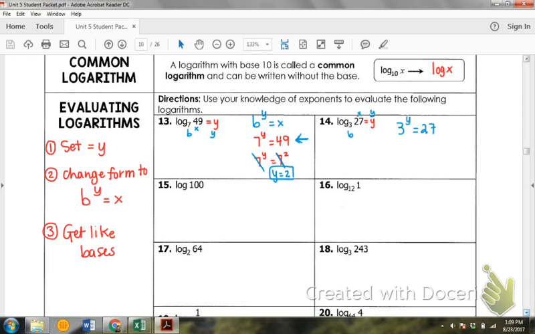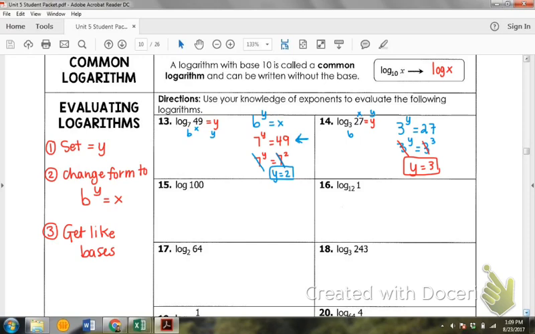27 can become a base of 3. Say that again, Dalton. 3 cubed. So this is 3 cubed equals 3 to the y. Now our bases are the same, and y is 3. Good. Let's look at 16.